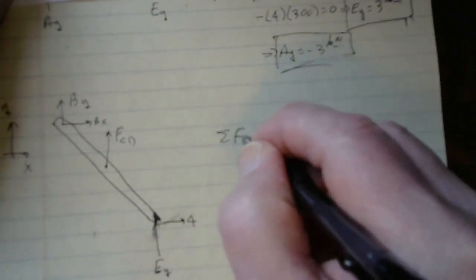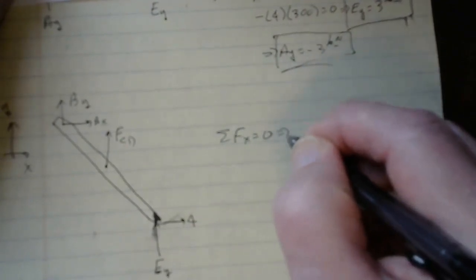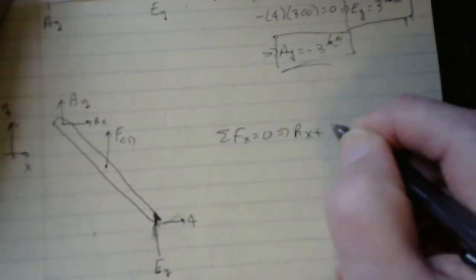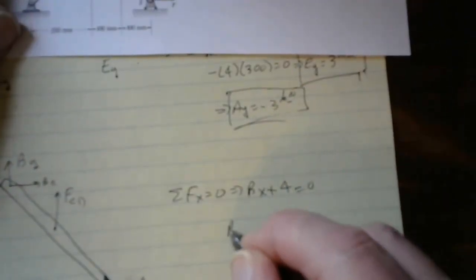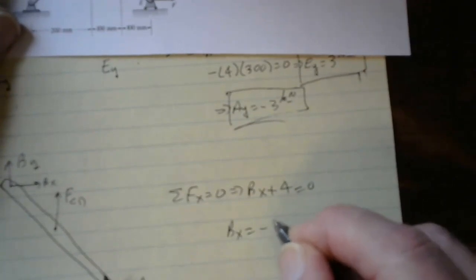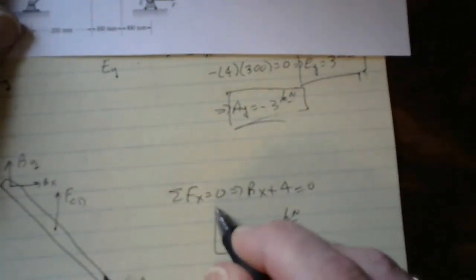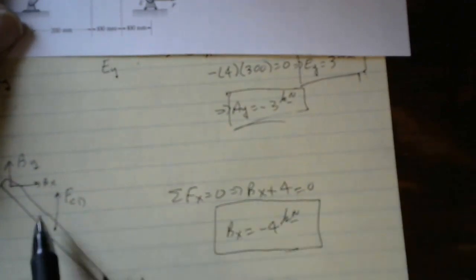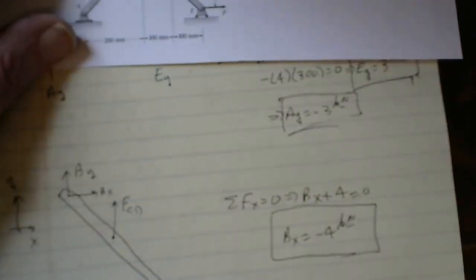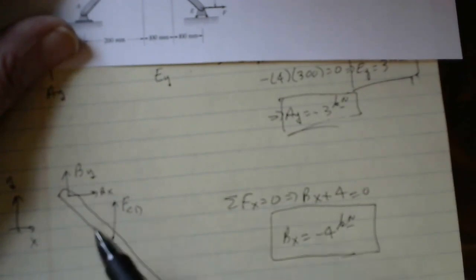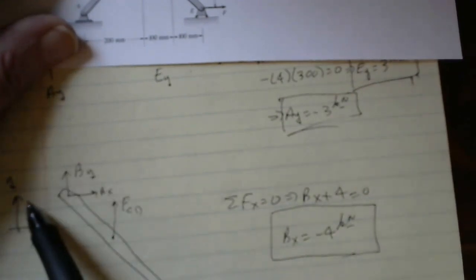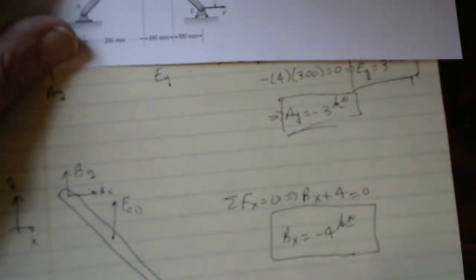Okay, so I look at this and I say, all right, sigma Fx is equal to 0. It says Bx plus 4 is equal to 0. So Bx is equal to minus 4 kilonewtons. Okay. Again, the negative sign simply means it's actually going in the other direction. So if you assume that Bx was going this way, then you get a positive 4 for this answer.